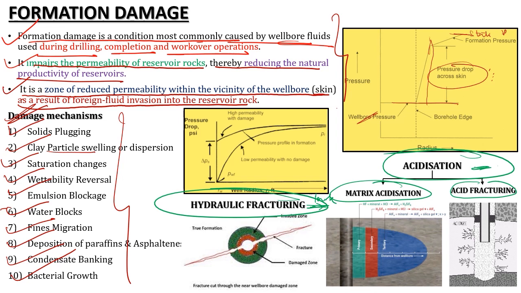Now in matrix acidization I will be using mud acid, which is HF plus HCl. This is my mud acid. I will be using this mud acid to dissolve the unwanted material present in the near wellbore region. So that's HF plus HCl, and this mud acid or matrix acidization is applicable when I am having a sandstone reservoir. When I am having a sandstone reservoir, at that time I will go for matrix acidization.